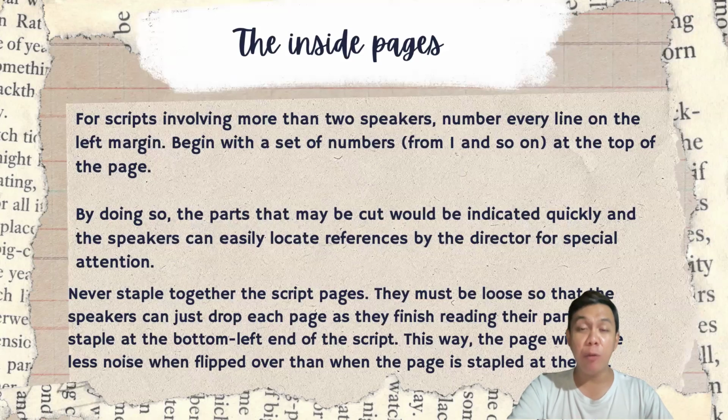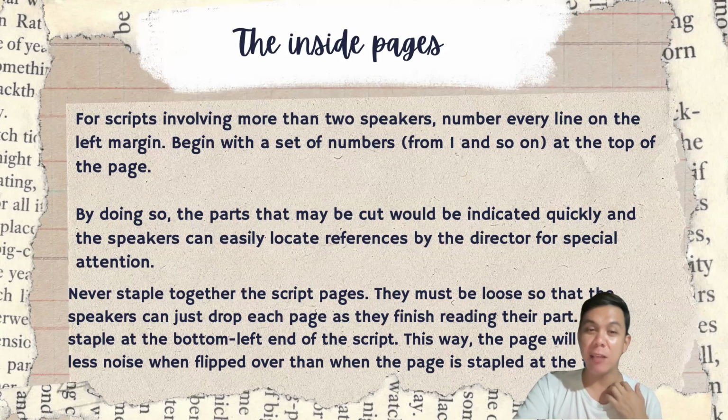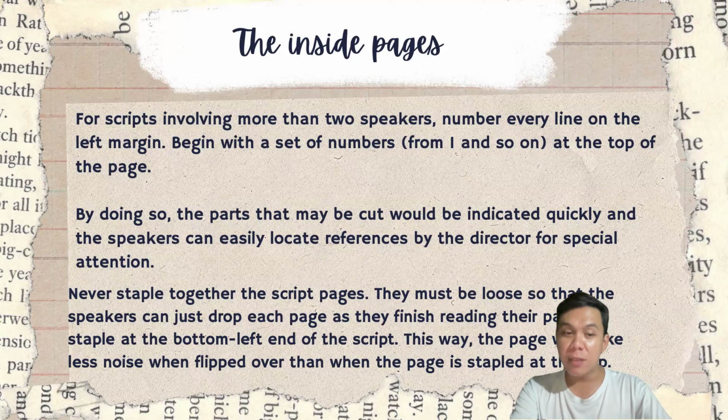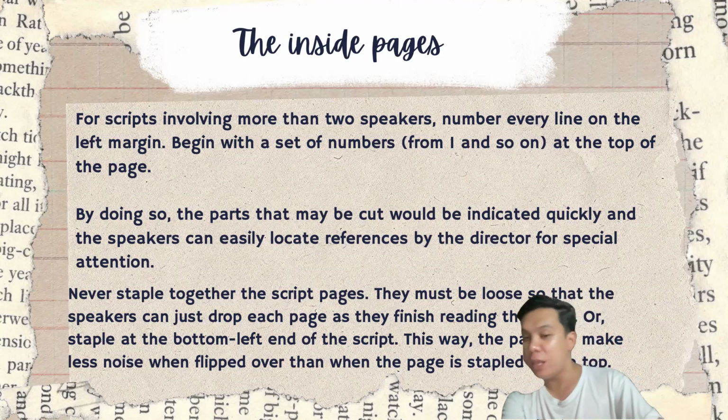For scripts involving more than two speakers, number every line on the left margin. Begin with a set of numbers from 1 and so on at the top of the page. By doing so, the parts that may be cut would be indicated quickly and the speakers can easily locate references by the director for special attention. Never staple together the script pages. They must be loose so that the speakers can just drop each page as they finish reading their parts. Staple at the bottom left of the script, because the page will make less noise when flipped over than when the page is stapled at the top.